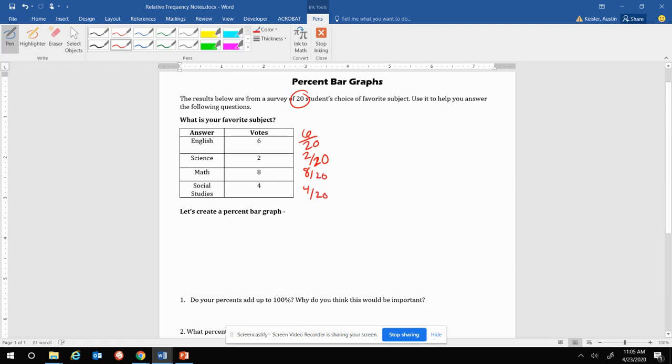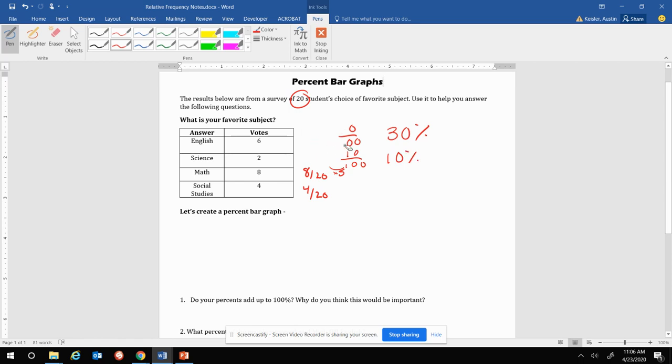So I've got my fractions. Remember, I could divide all these and get decimals and then move my decimal twice to get a percent. But what I'm actually going to do, since I know percents are out of 100, I'm just going to multiply by 5 because 20 times 5 is 100. 6 times 5 is 30. So this is 30%. I'm going to do the same thing on this next one. I know 20 times 5 is 100. So 2 times 5 is 10. So 10% pick science.